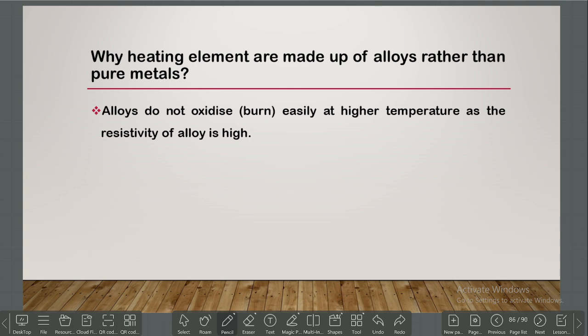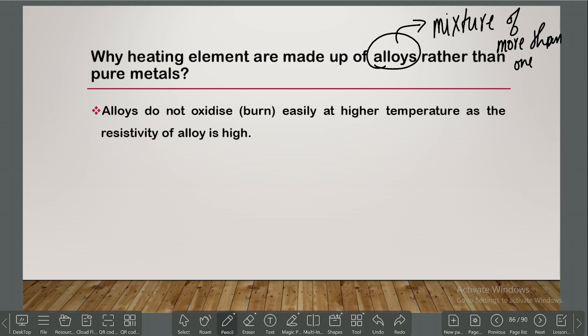Now, why are heating elements made up of alloys rather than pure metal? First, what is meant by alloys? An alloy is nothing but a mixture of more than one metal. That's what we call an alloy. Clear? A mixture of more than one metal, we call an alloy.